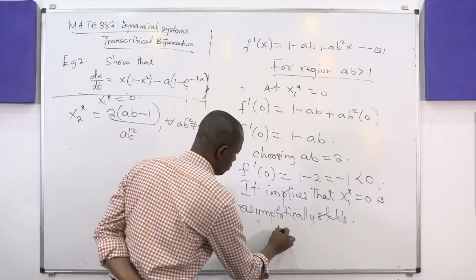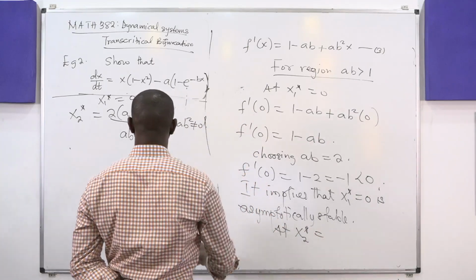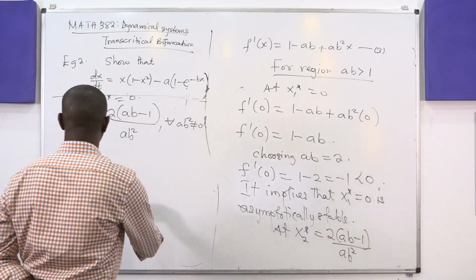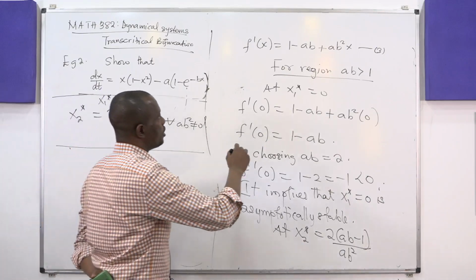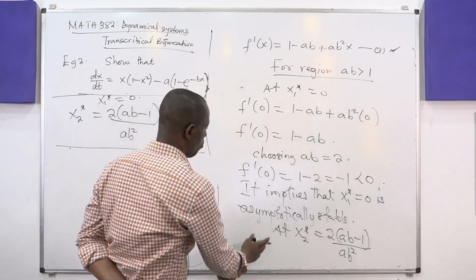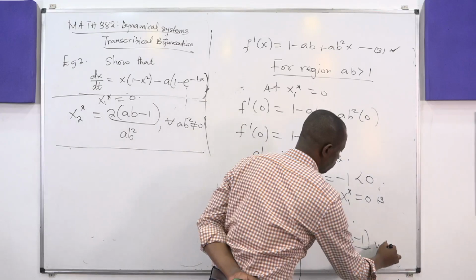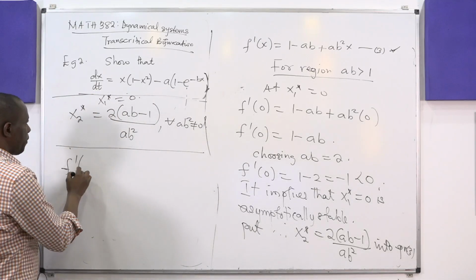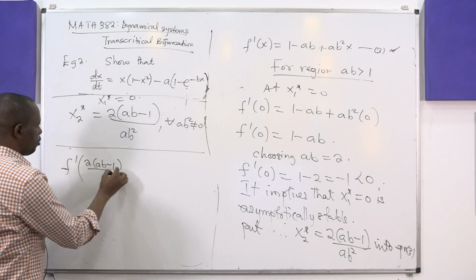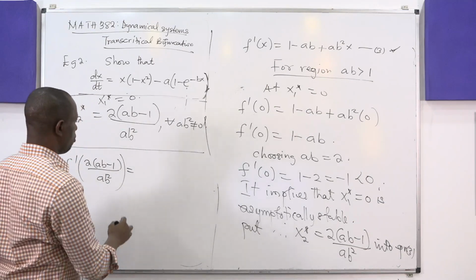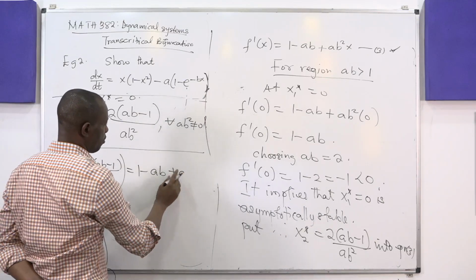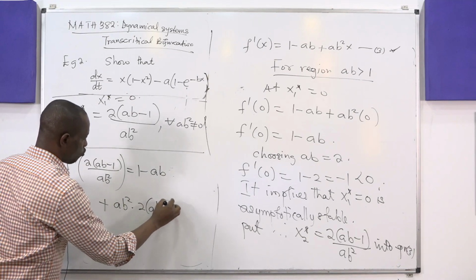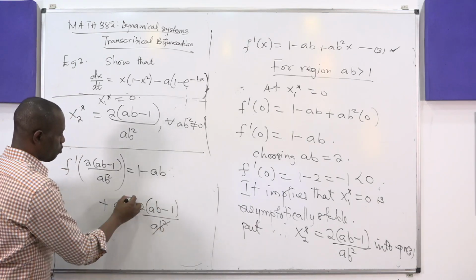So now at x2 star equals 2AB minus 1 over AB squared, what do we get? We put it into equation 3. What do we get? f prime at 2AB minus 1 over AB squared is 1 minus AB plus AB squared times 2AB minus 1 over AB squared.